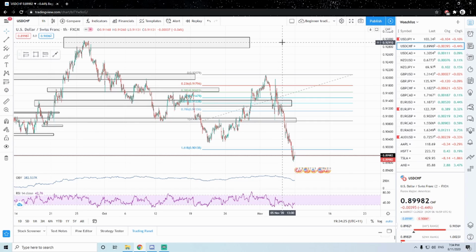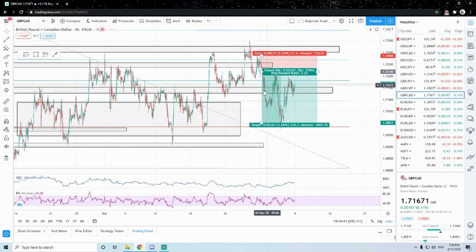So if we head on into the first trade here on GBP CAD, I'll show you guys what happened on this pair, what I did wrong, something I could have done better, and hopefully in my next trades I do better. So now we're on GBP CAD, and this here was a trade that I had lined up.